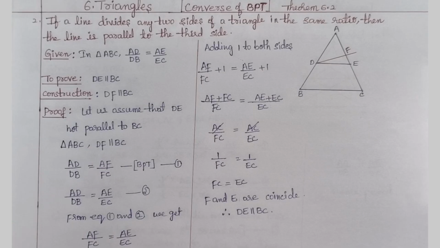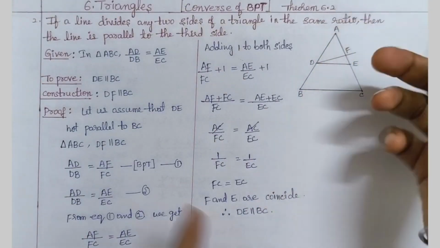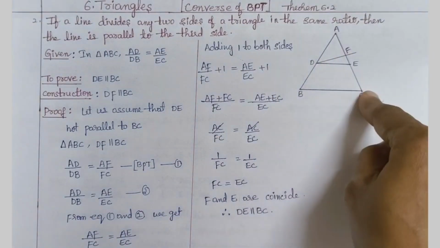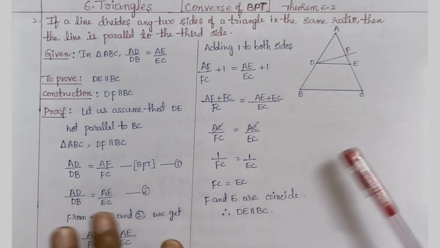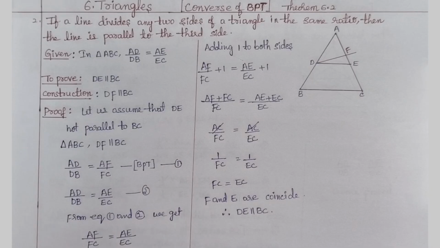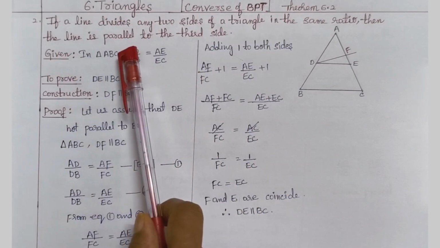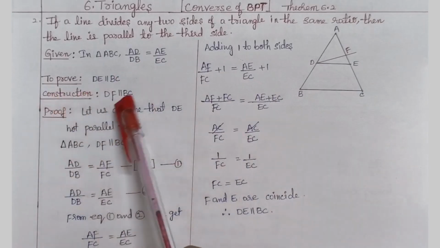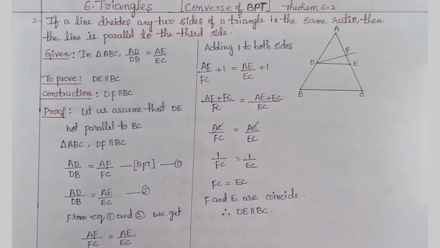What is the BPT theorem? If these two are parallel, then the remaining two sides are proportional. This line dividing these sides proportionally means DE is parallel to BC. In this theorem, we will do four things: given, to prove, construction, and proof. Given is what is in the question. To prove is what we are proving. Construction is which construction we are doing. Proof is the procedure you are following.